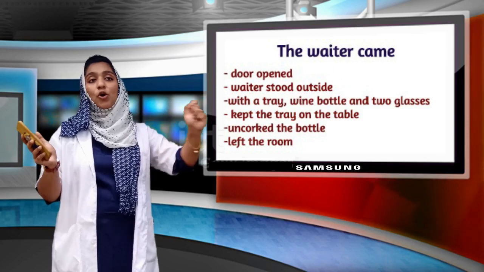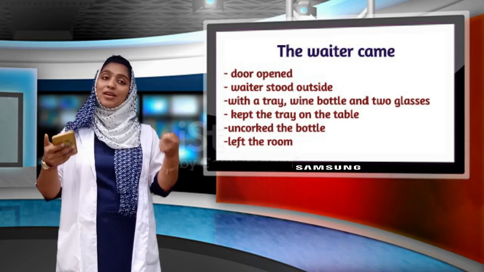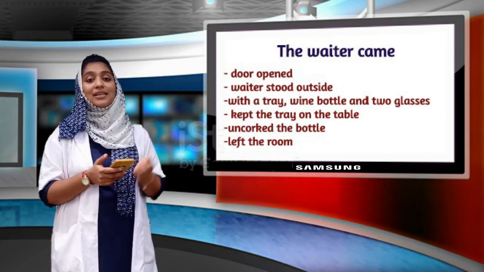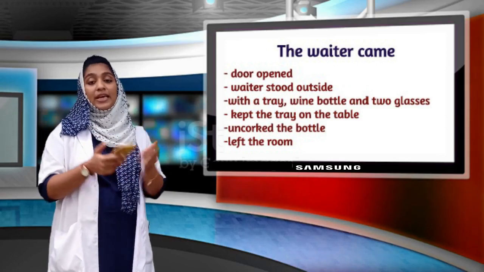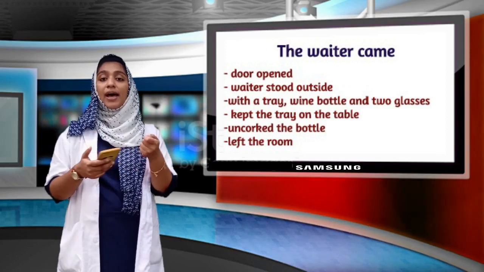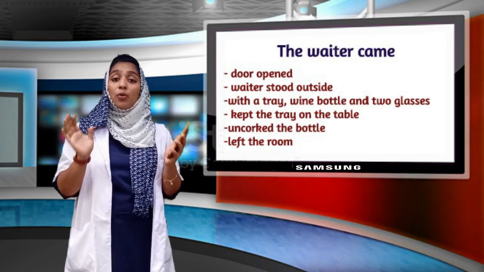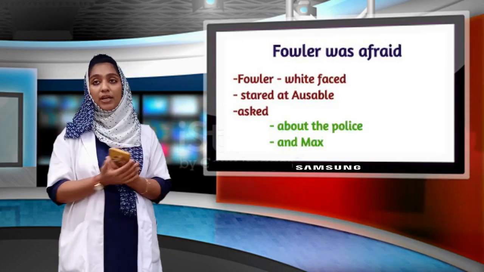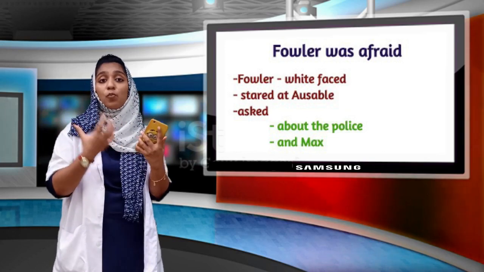The door was opened and the waiter came. The waiter was standing there with a tray with a bottle of wine and two glasses, and told Ausable, "Sir, this is the drink you have ordered." He kept the tray on the table and uncorked the bottle, and he went away. Fowler did not know what was happening. He was afraid. He was completely out of his mind. His face became white.